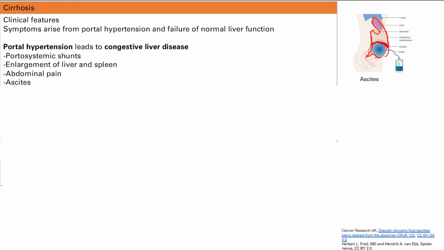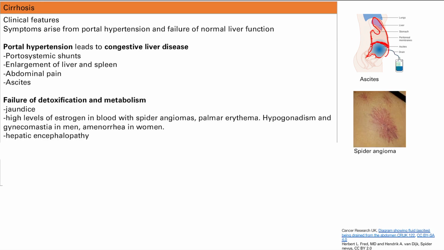Okay, next is failure of detoxification and metabolism. So, first of all, UGT doesn't work. What happens there? You get hyperbilirubinemia, you get jaundice. Okay. The other thing is that you can have high levels of estrogen, because normally you metabolize the estrogen, but again, your liver is not metabolizing anything very well. High levels of estrogen cause a variety of symptoms in the patient.